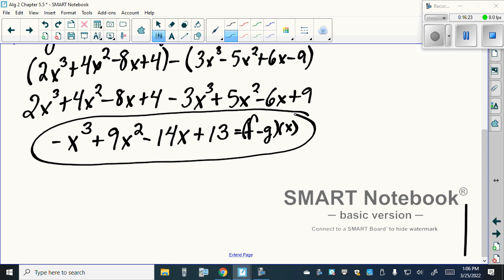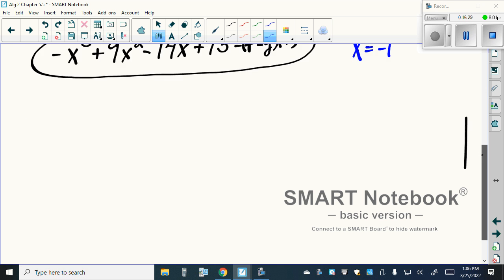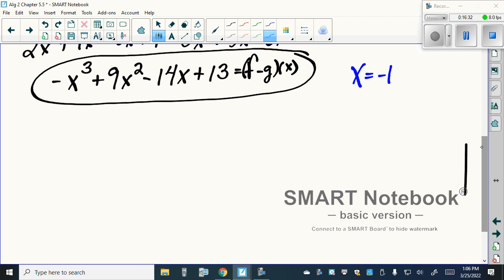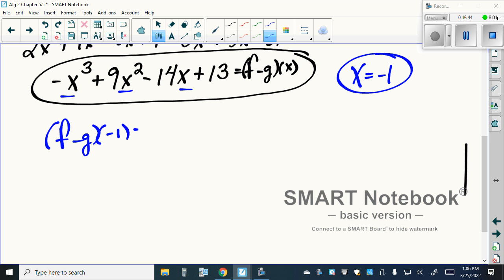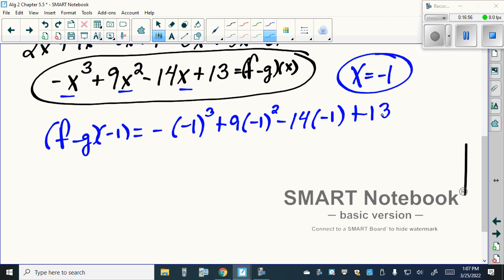Now the last thing we have to do for this problem is to evaluate this for when x is equal to negative 1. So what we can do is replace everywhere there's an x in this function with negative 1. So for our f minus g of negative 1, we're going to get negative 1 cubed plus 9 times negative 1 squared minus 14 times negative 1 plus 13. And again, at this point here, we could type this into the calculator, and the calculator would simplify this for us down to a single number, and it would give us our answer.